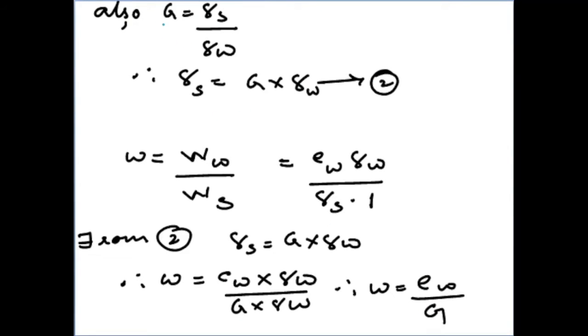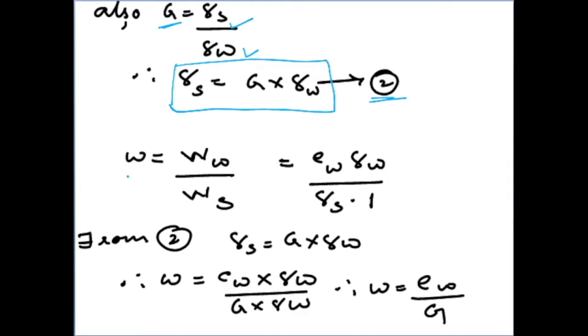Now we also know the definition of G. G is nothing but specific gravity, which is gamma_s by gamma_w, density of solids by density of water. On cross multiplying, we get gamma_s is equal to G into gamma_w. Let us mark it as equation number 2.